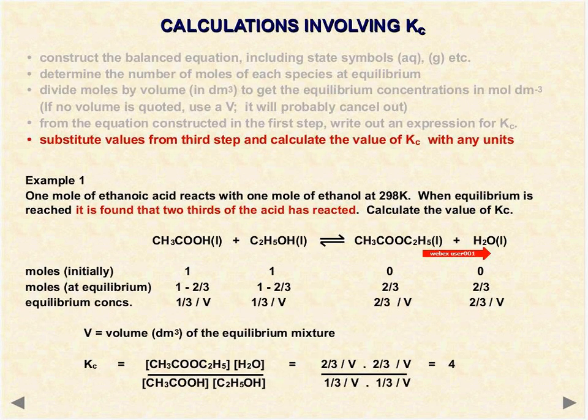So it is raised to the power 1 because 1 mole of each is reacting. The coefficients of each of the chemical compounds is 1. So we just substitute the values: 2 by 3 V, 2 by 3 V, divided by 1 by 3 V into 1 by 3 V. Further calculations give us the value of Kc equal to 4.